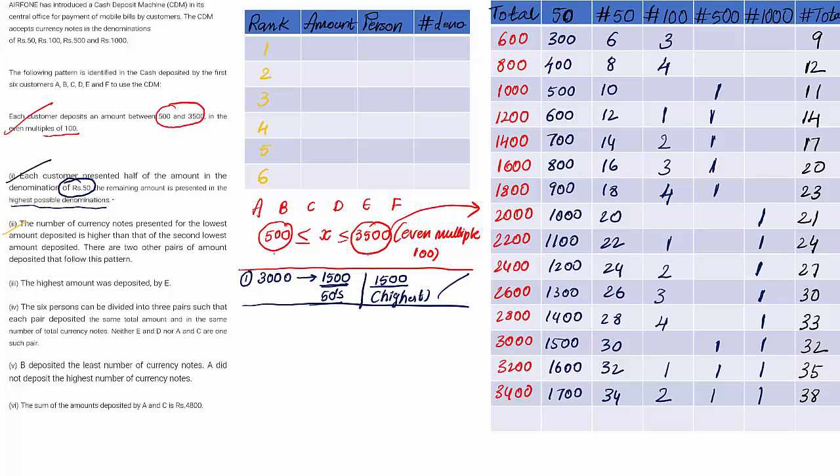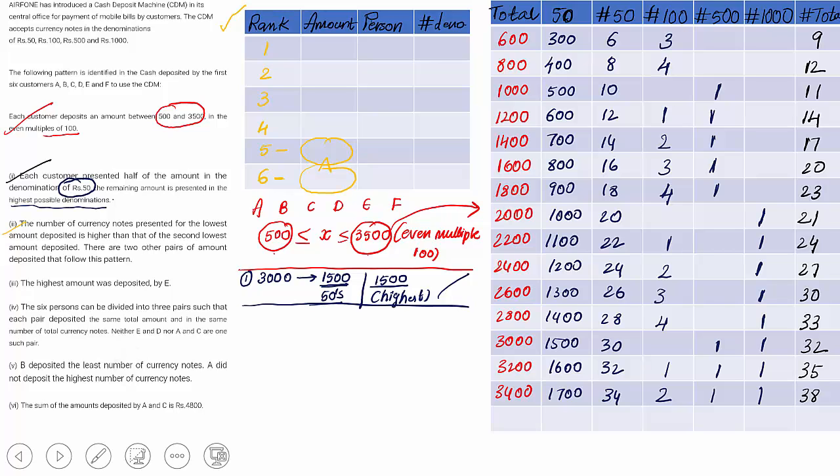What does this table tell us? If a person is having the highest amount, he will be ranked 1. The person who is having the second highest amount will be ranked 2. And the person who is having the lowest amount will be ranked 6. So the number of currency notes presented for the lowest amount deposited is higher than the second lowest deposited. That means we have some value here and some value here. This value should be greater.